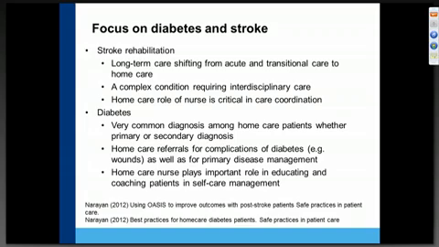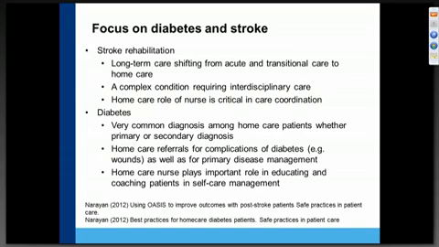Okay, so we're going to focus on diabetes and stroke, and I guess the question is why. Stroke, of course, is probably not the most prevalent diagnosis out there, but as we continue to see that shift of long-term care from acute and transitional care settings to home care, this is a significant population, and it's a complex condition that generally does require interdisciplinary care, and the role of the nurse is extremely critical in overall care coordination. Diabetes, of course, is very common.